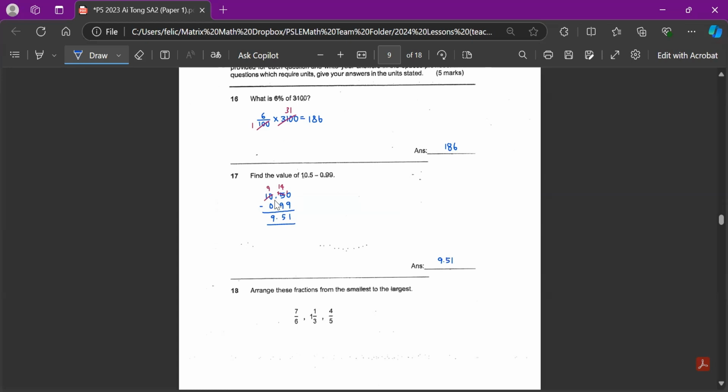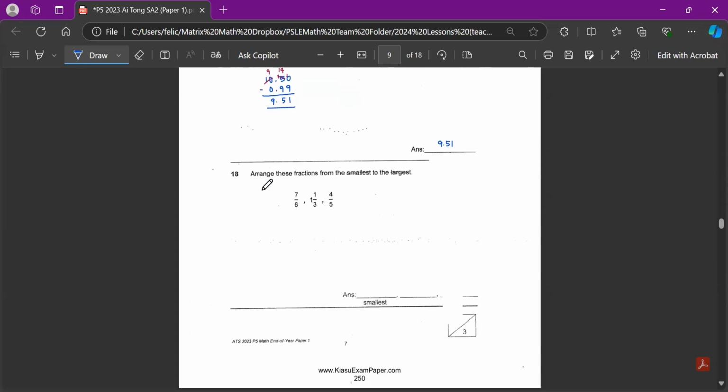Okay, next one. Arrange fractions from smallest to the largest. Smallest to largest, if you notice that okay, 7 over 6, I will put this as a mixed number first. Why is it mixed number? Because I see a mixed number here, 1 whole and 1/3. So if I put this as a mixed number, this will be 1 whole and 1 over 6. Now if you compare all three fractions, obviously the smallest must be 4/5 because it's smaller than 1 whole. The rest are all bigger than 1 whole. There's a 1 whole in front. Right, 4/5 is confirmed the smallest.